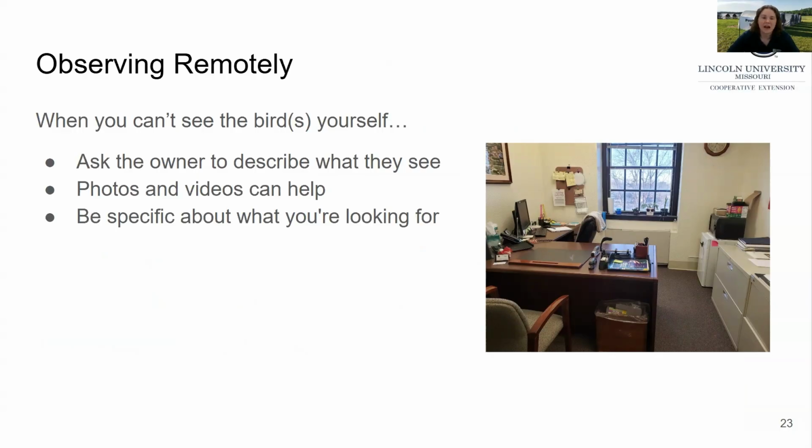Instead of asking, how does a chicken look, which might give us a really general answer, we might ask, is it standing or laying down? Is it alert when you approach it? Is it eating? Is it breathing with its mouth open? Do you see any discharge around the eyes or nostrils?